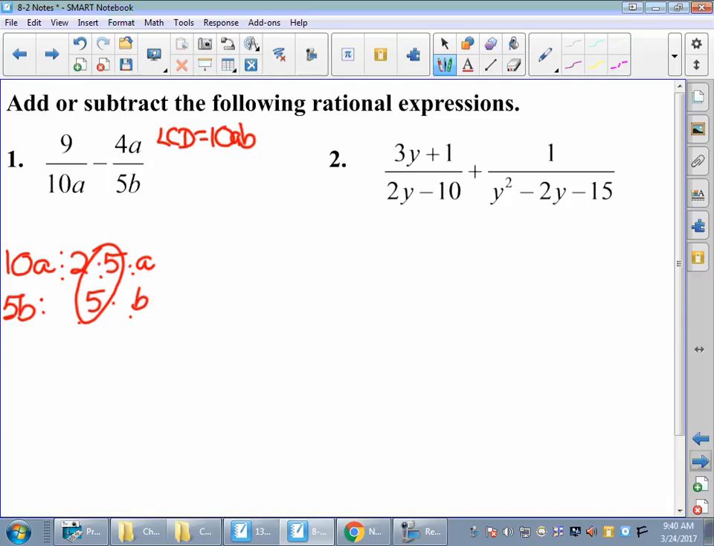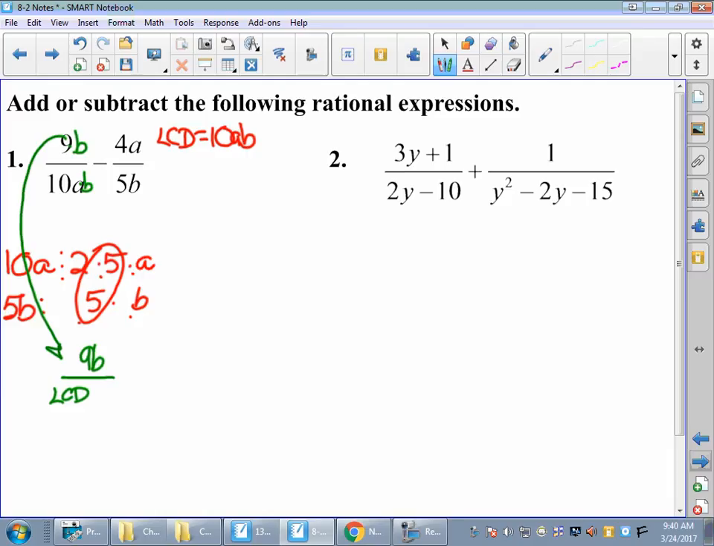So of the 10AB, I'm missing a B in the first one, so I'm going to multiply by B. Whatever I do at the bottom, I have to do the top. And so what I end up getting is 9B over the common denominator. Now I'm actually going to just write down least common denominator so that we don't cross off those b's before we need to. So I'm trying to help you not cross things off until the very end.